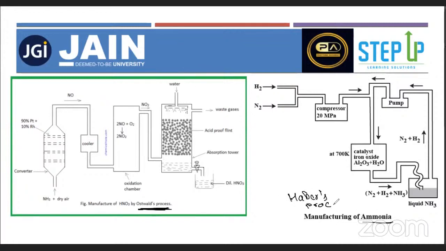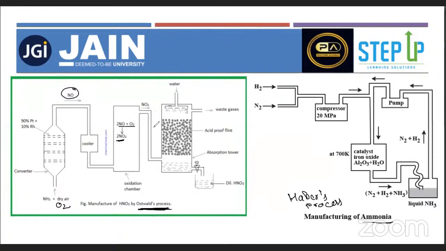So I have just given you the flow chart here. We have 90% platinum and 10% rhodium. This is a converter, where NH3 plus dry air, that is O2, will be there. After it passes through this, the product is NO. This NO is being cooled. After that, it is passed here. Again, this is an oxidation chamber. So NO reacts with O2 to form 2NO2.